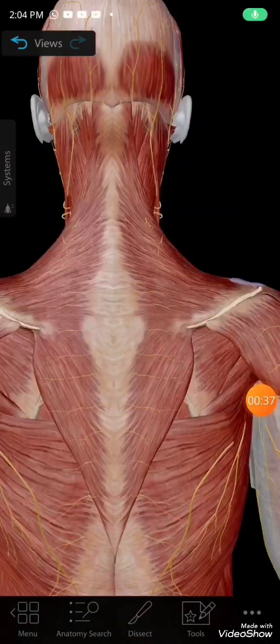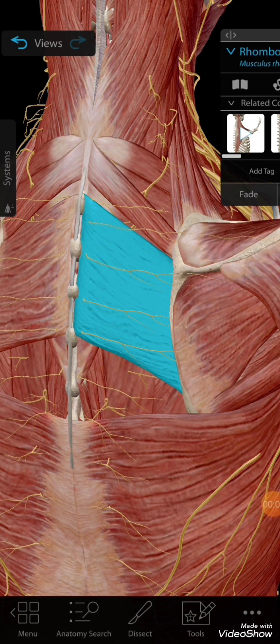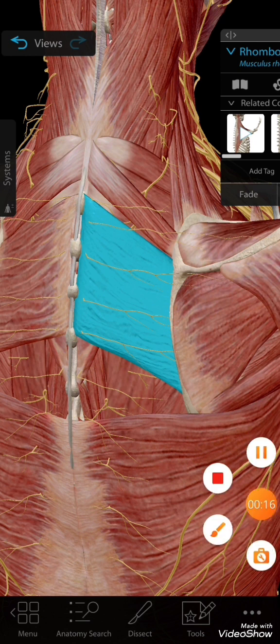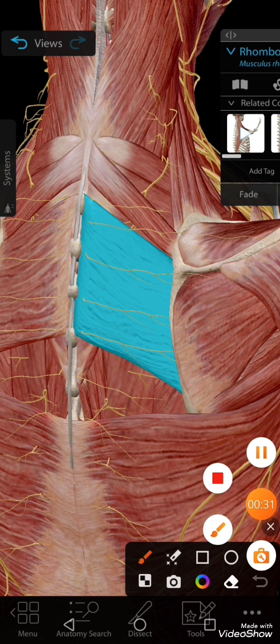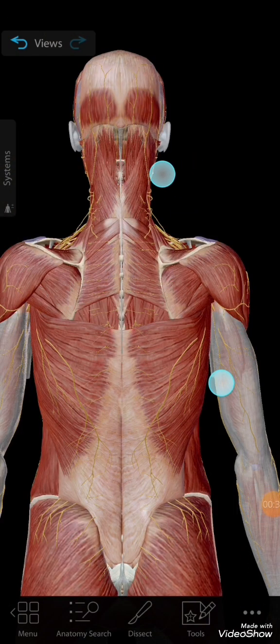Okay. Now see, this is the rhomboideus major. It takes origin from the spines of T2, 3, 4 and 5, and the intervening supraspinous ligaments are there, and it is getting insertion, if you can see, on the medial border of the scapula just below the root of the spine. This is how it gets its insertion. Okay. Now after that we have to learn about the deepest, you would say, or the lateral aspect of this.